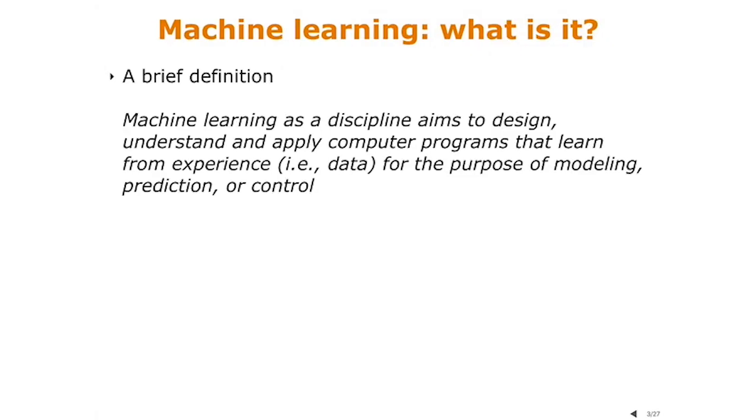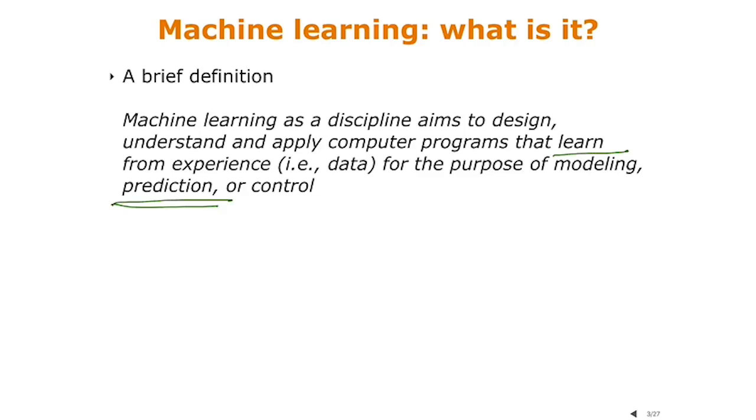So let's start by defining exactly what machine learning is. As a discipline, it aims to design, understand, and apply computer programs that really learn from experience. Okay? There are many ways to learn, or many reasons to learn. You can try to model, understand how things work. You can try to predict, say, future outcomes, or try to control towards a desired output configuration. We will start by focusing on prediction as a core machine learning task.